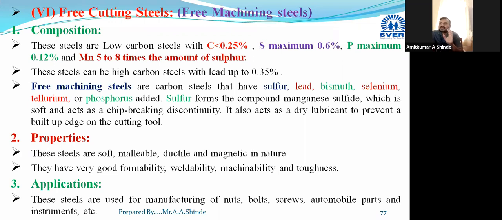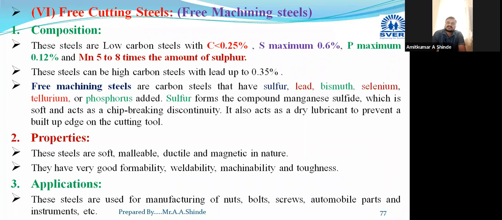Very small amounts of sulfur and phosphorus will be there. We cannot add more sulfur or phosphorus. Why are we not adding it? Because it will be considered as impurities. If more sulfur or phosphorus is there, it will increase the impurities in whichever steel you are using.